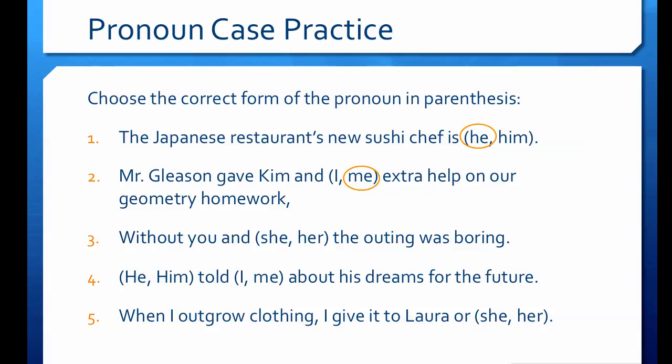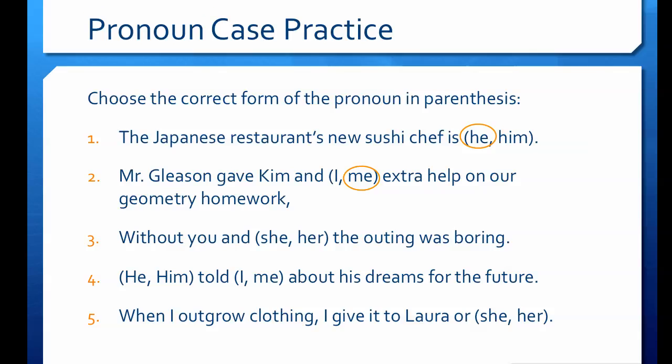A good little trick to use with sentences like this, when you have a compound element, cover up the beginning of the compound. Mr. Gleason gave blank extra help. Would you say Mr. Gleason gave I extra help, or Mr. Gleason gave me extra help? Here it's easy to hear that me would again be the correct answer.